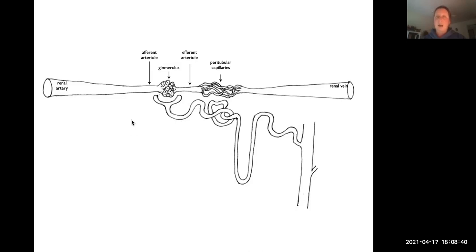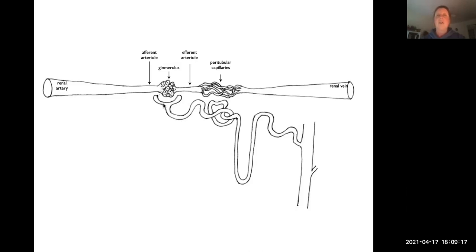Now here's roughly what happens. Everything that is in the blood that is carried into the kidneys reaches the glomerulus. But what happens here depends on a number of things. If it is large, like a blood cell or a protein like albumin, then it's too big to leak out of the glomerulus. So it stays inside the vessel, goes into the efferent arteriole, the peritubular capillaries, and leaves the kidney as it is carried through.